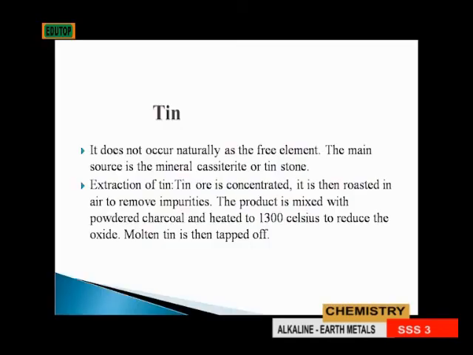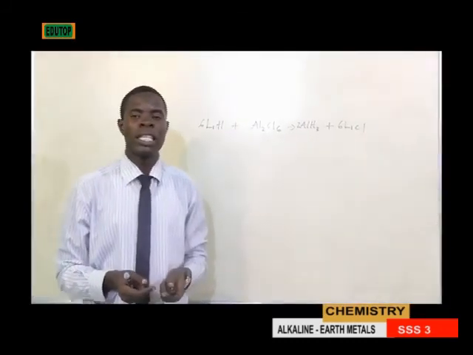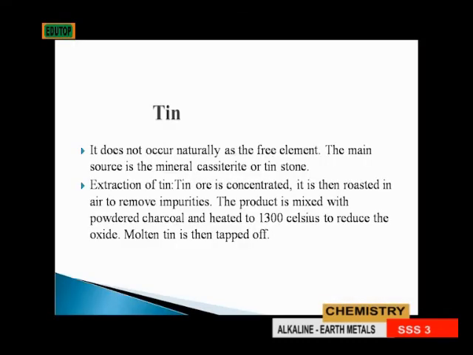Tin. Tin is another element in the periodic table, but the chemistry of tin is not vast. It does not occur naturally as the free element. The main source is the mineral cassiterite.